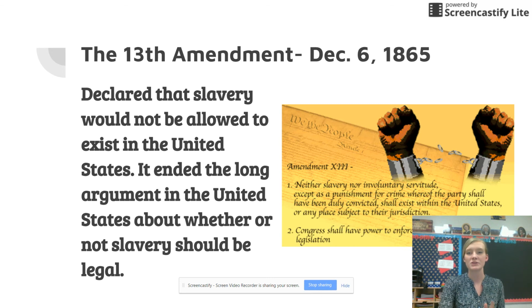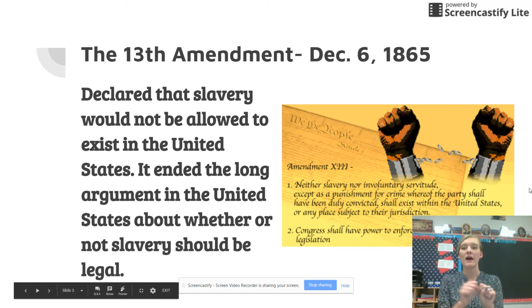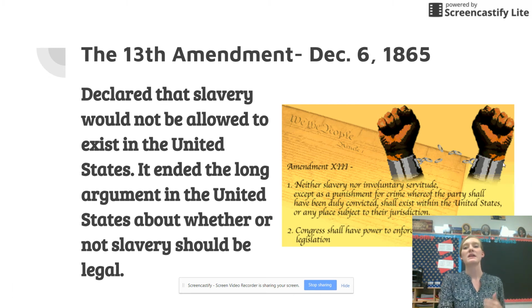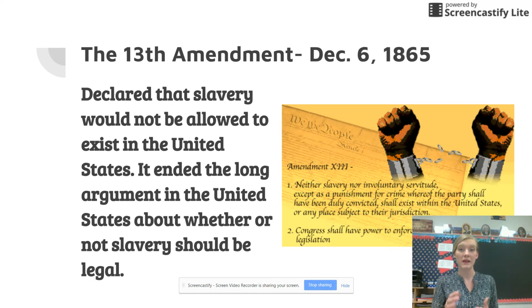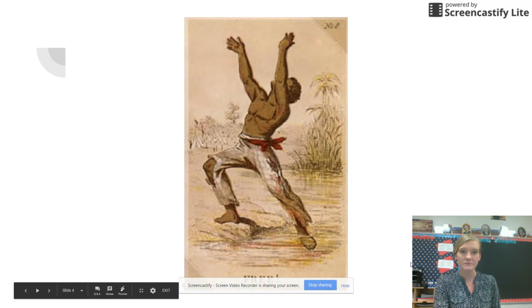We see a really great illustration here where we have the shackles being broken. Congress shall have the power to enforce this article, meaning Congress can step in and make sure that there is no slavery going on. It is illegal as of December 6, 1865. So we're looking at a little less than 8 months after the end of the war and President Lincoln was assassinated. Now, it took them a long time to ratify this. So this amendment had been going on, trying to be ratified by Congress for about a year by the time it was ratified in December of 1865.